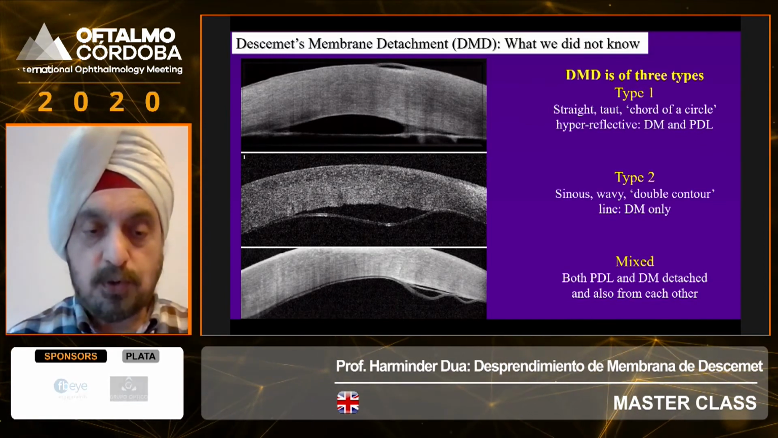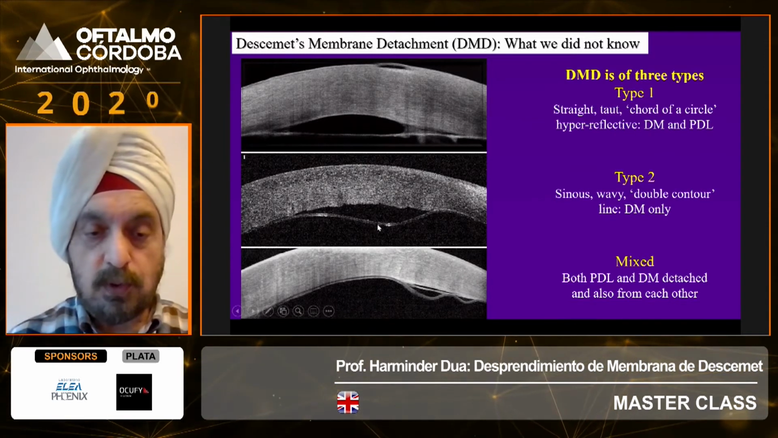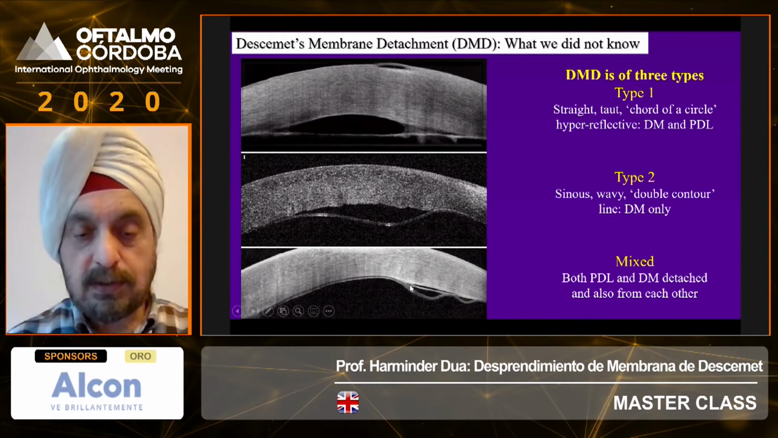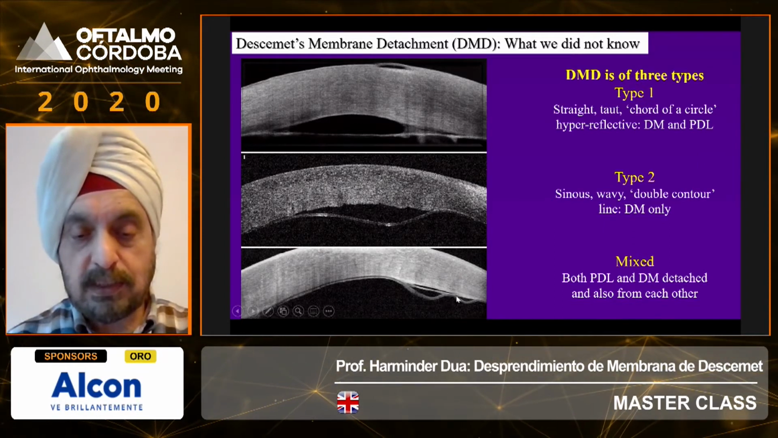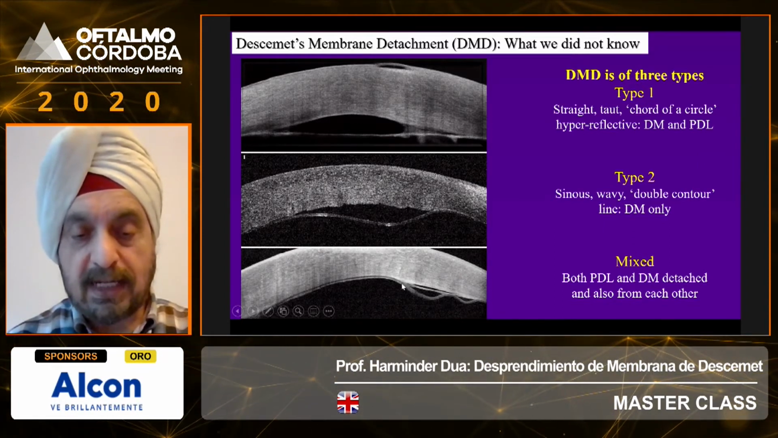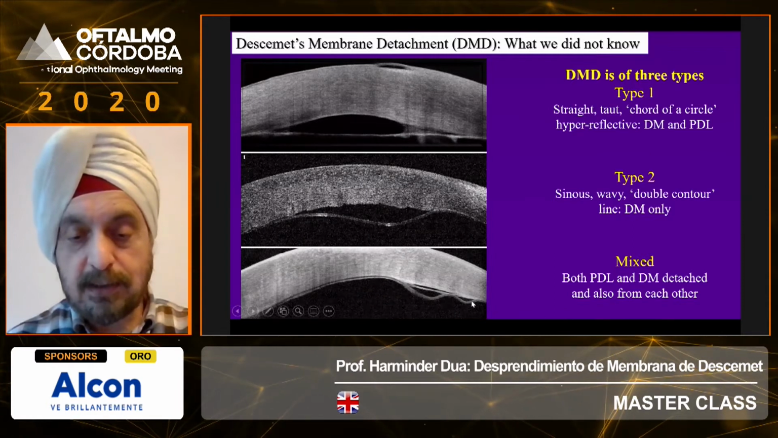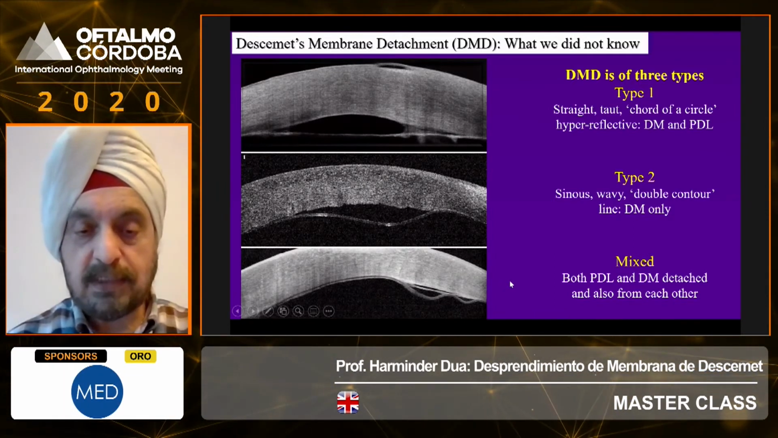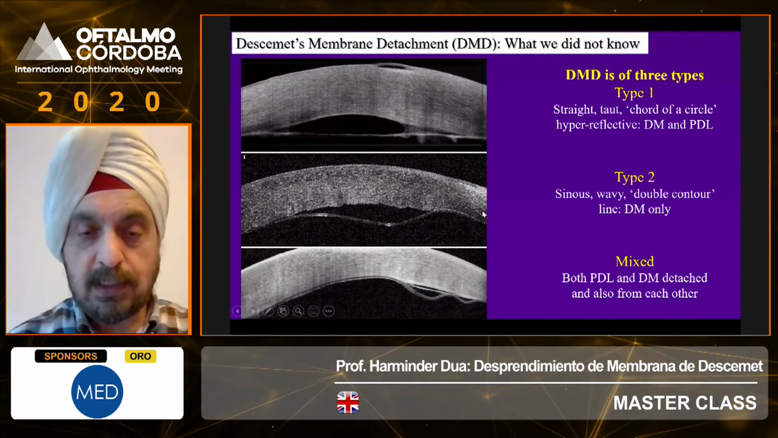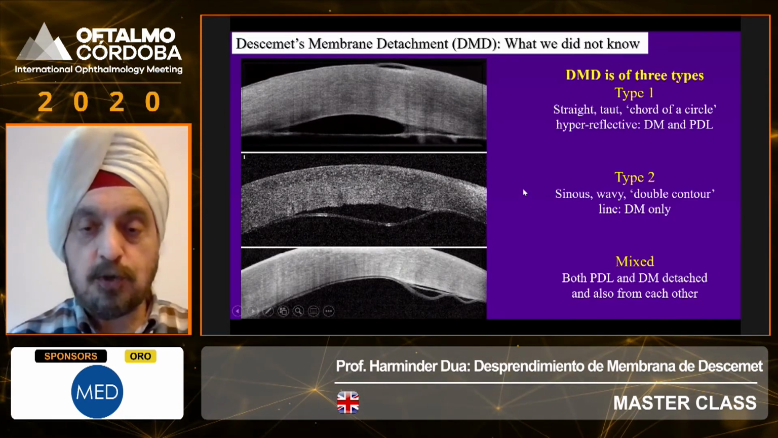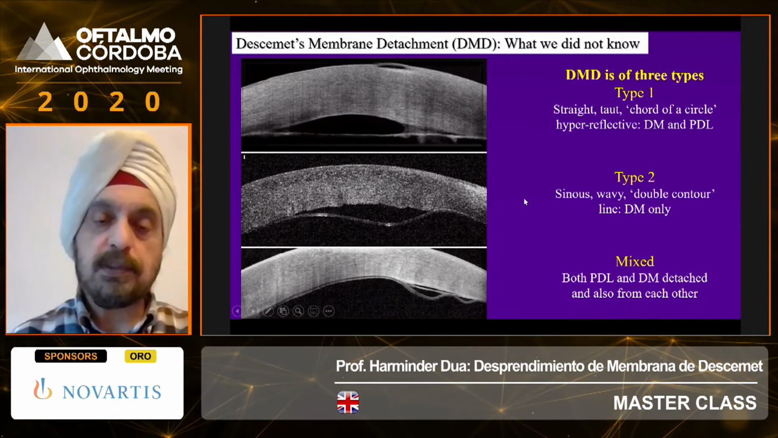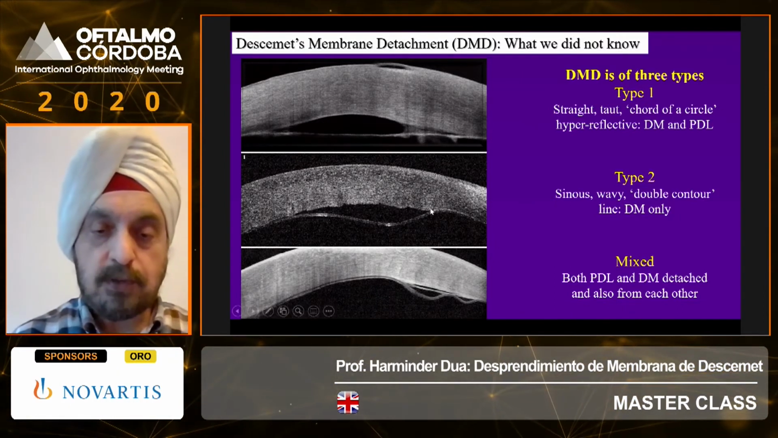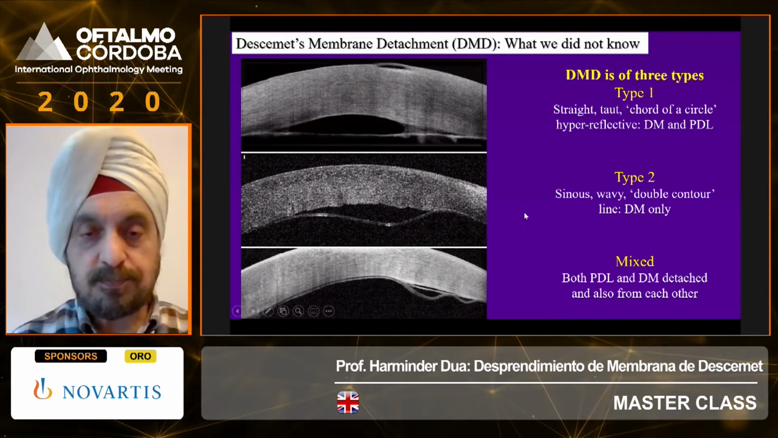You can get a type 2 detachment, where it's only the Descemet's membrane that has detached, or you can get the mixed type, where you can see the pre-Descemet's layer, the Dua's layer, is also detached, and the Descemet's membrane has detached, and the two are separated from each other. And that is something new. This concept is completely new to our thinking of Descemet's membrane detachment. So we have 3 types, not just the one type which we all believe is happening.